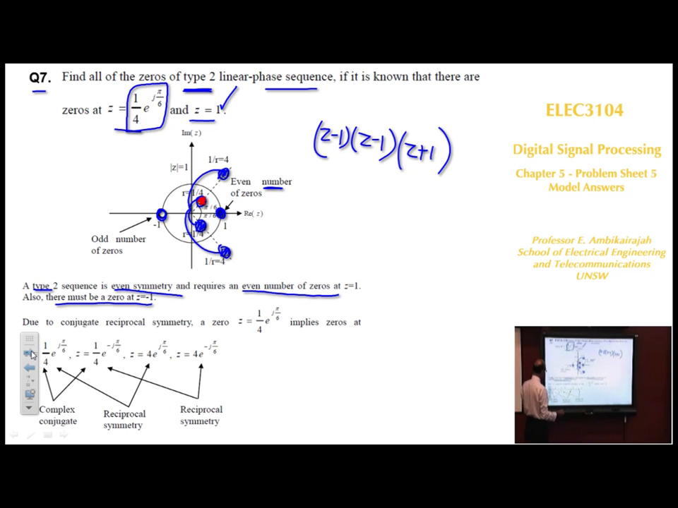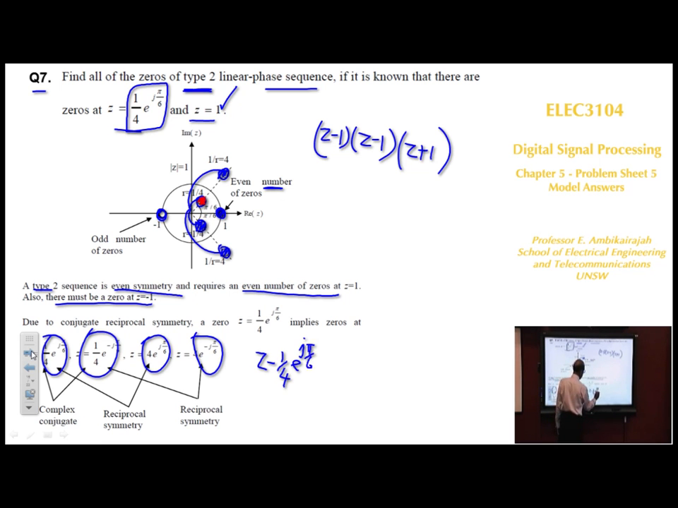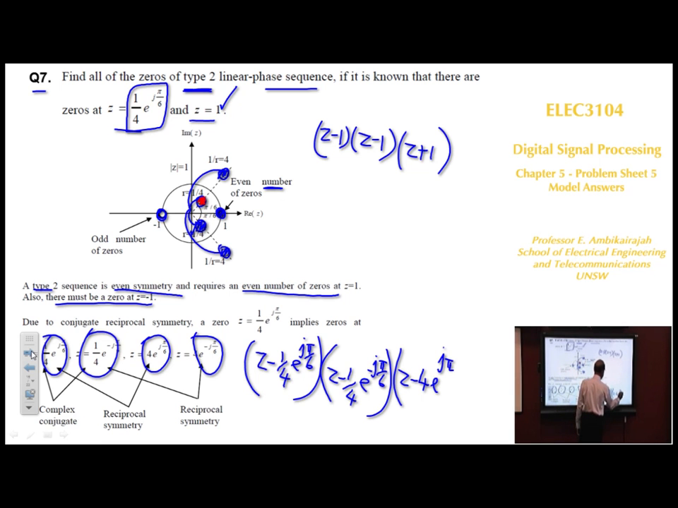So your transfer function is going to be the original one and its conjugate, then the reflected and the reflected. So there are 4 of those, 1, 2, 3, 4 times. So it will be z minus 1 over 4 e to the j pi over 6. That's the one. And the next one is z minus 1 over 4 e to the power minus j pi over 6. That's the one you introduced. Then the reflected one is z minus 4 e to the j pi over 6 times z minus 4 e to the power minus j pi over 6. They are the complex zeros.